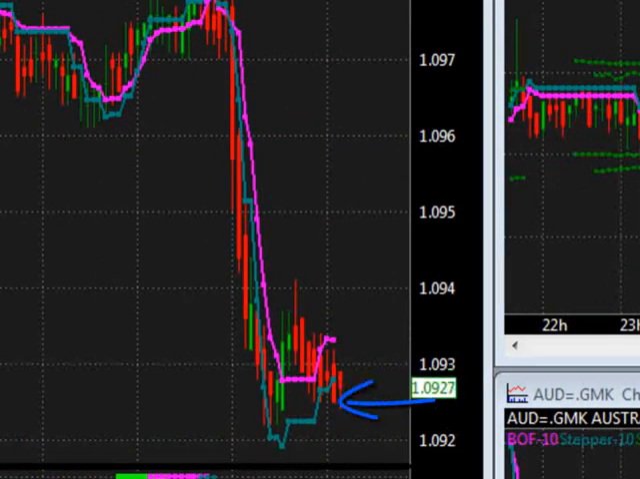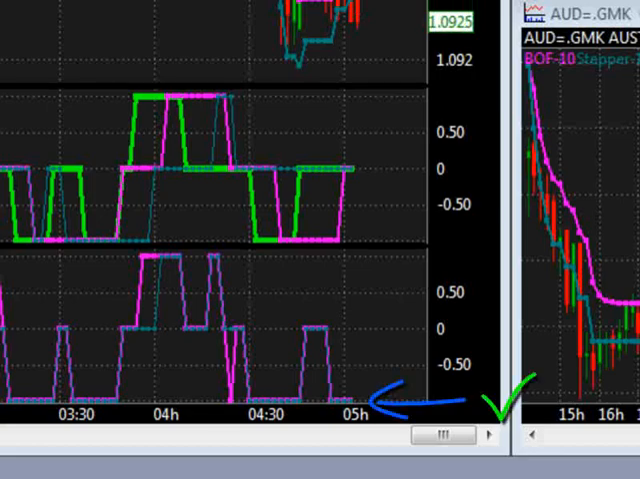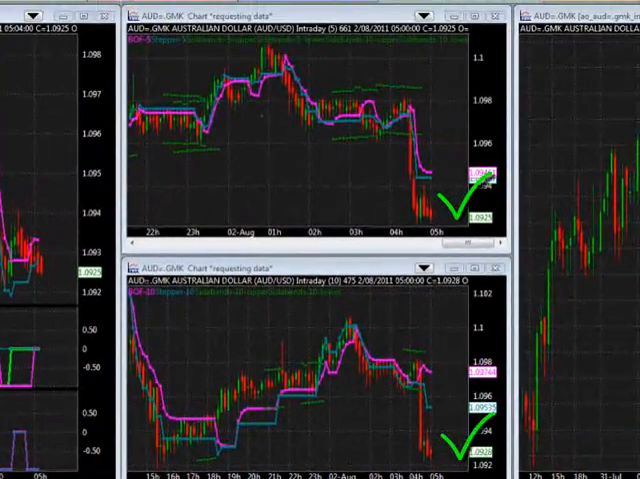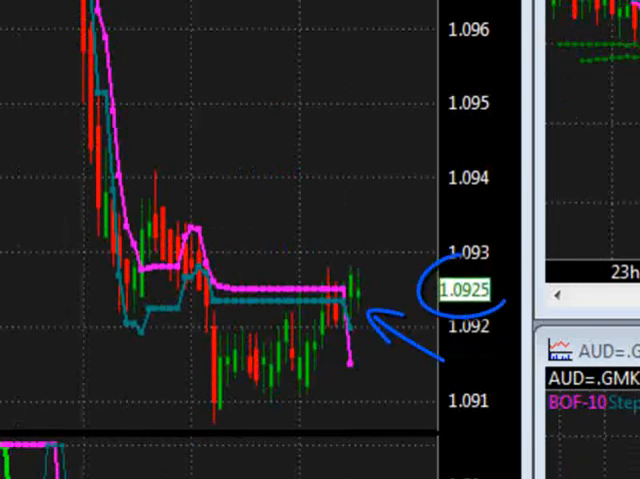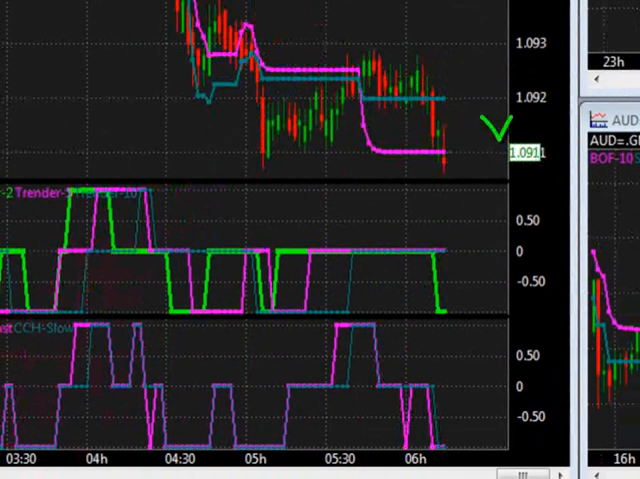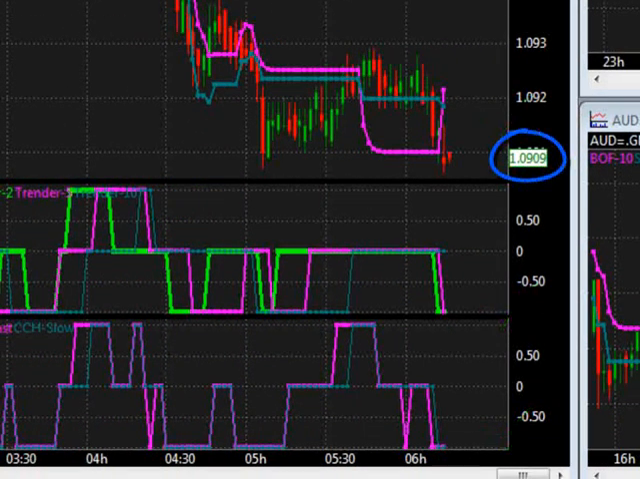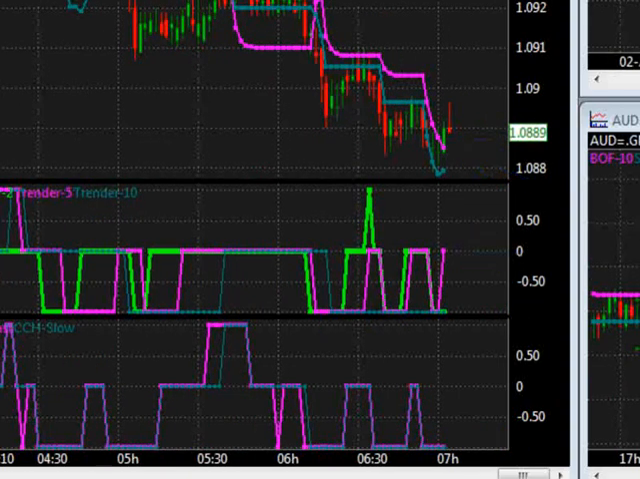Here, the price closes below the BOF and the stepper on the 2-minute chart. Algorithms confirm, 5 and 10-minute charts confirm, so we're in at 1.0926. But shortly after, it's the BOF and the stepper that gets us out at 1.0925. Then, when everything checks out, we're back in at 1.0909 and out at 1.0889, making another 20 pips.